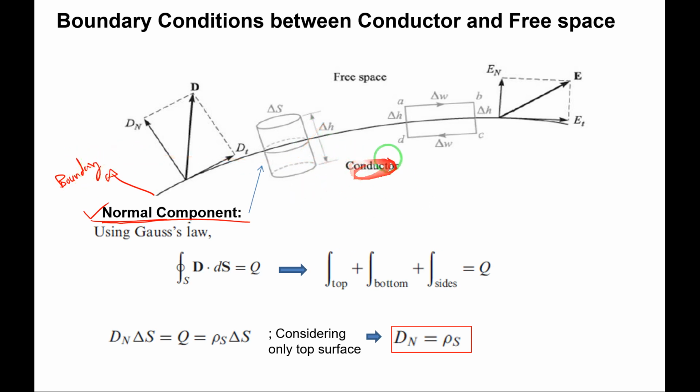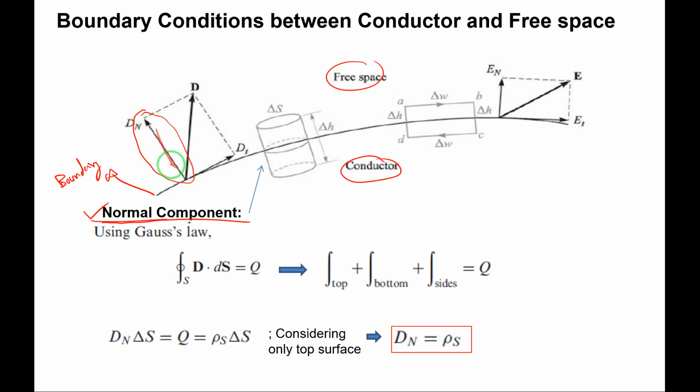I've taken the same diagram in the next slide. Conductor is below and free space above the boundary, right? Okay, we'll consider this the electric flux density. Dt is the tangential component, Dn is the normal. Now we will consider this, right? So we will try to enclose this.